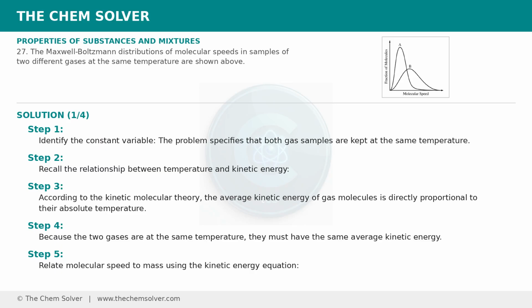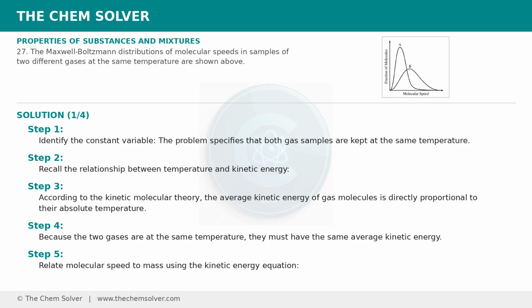Identify the constant variable. The problem specifies that both gas samples are kept at the same temperature. Recall the relationship between temperature and kinetic energy. According to the kinetic molecular theory, the average kinetic energy of gas molecules is directly proportional to their absolute temperature. Because the two gases are at the same temperature, they must have the same average kinetic energy.